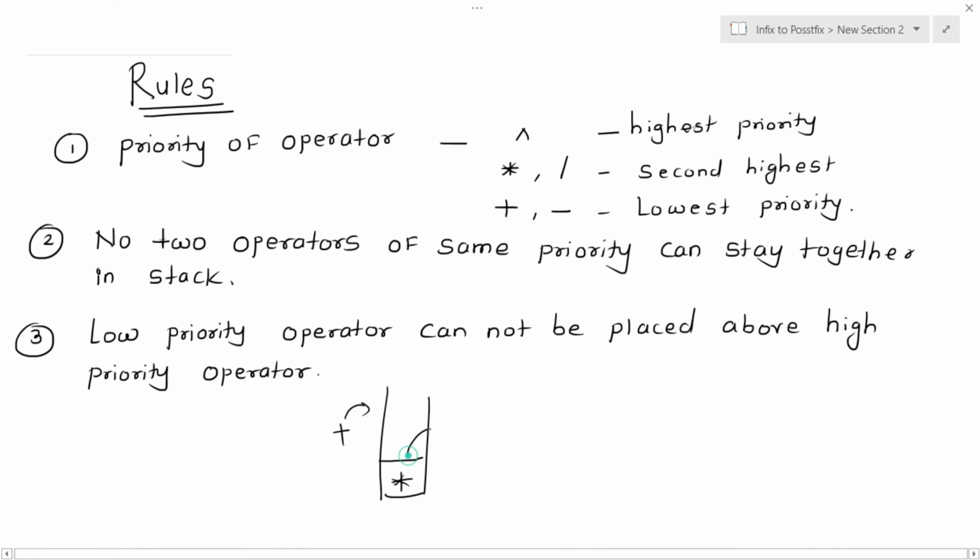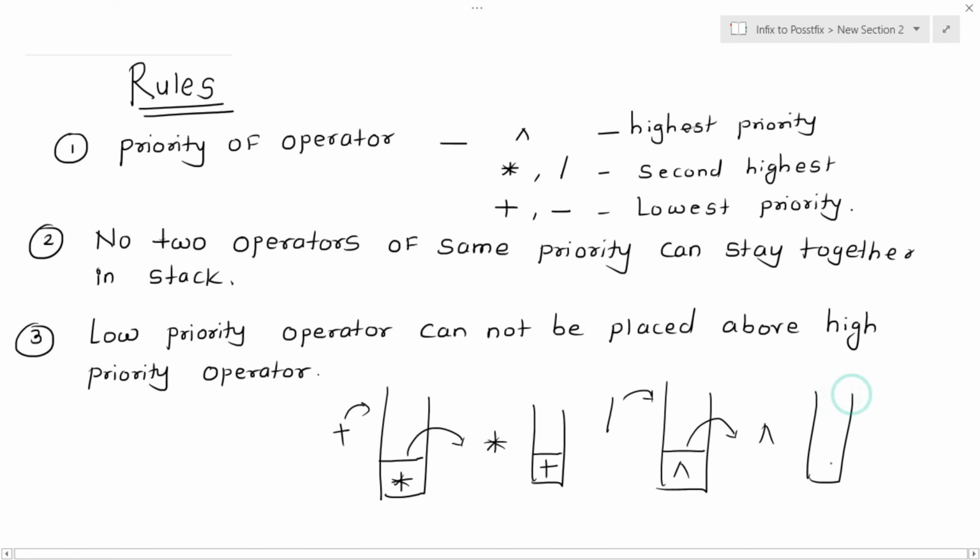So in this case we have to first remove multiplication from the stack and then we have to place plus into the stack. Let's see another example. Suppose there is already an exponential operator in the stack and, for example, a division operator comes. If we want to push division into the stack, division has lower priority than exponential. So first we have to remove the exponential operator and then we can place the division operator into the stack.